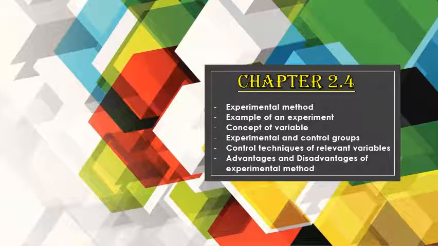Hello students. So in the last presentation, I discussed the observation method, and in this presentation, that is chapter 2.4, I will cover the experimental method, an example of an experiment, the concept of variable, experimental and control groups, control techniques of relevant variables, and advantages and disadvantages of the experimental method.